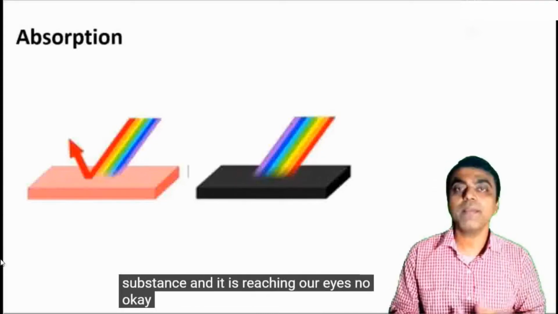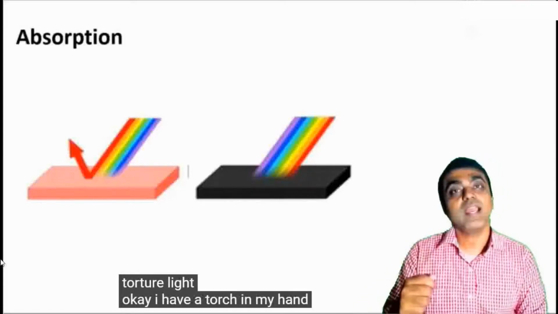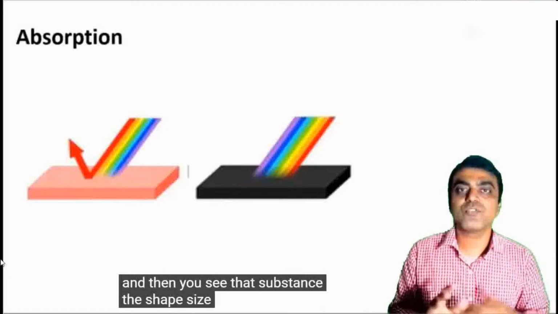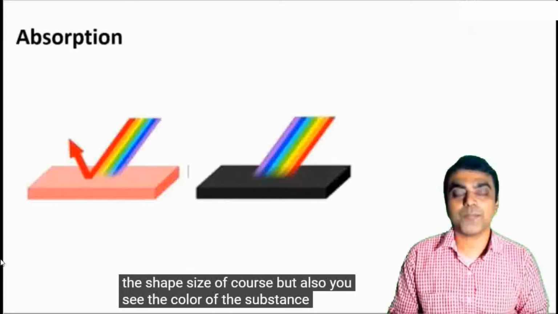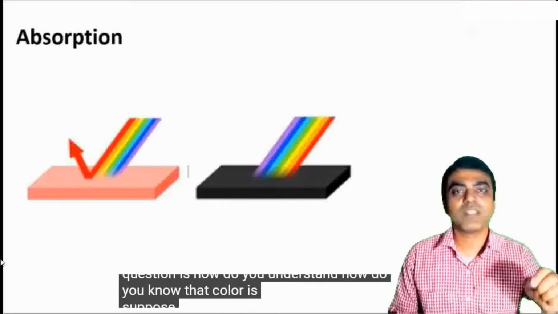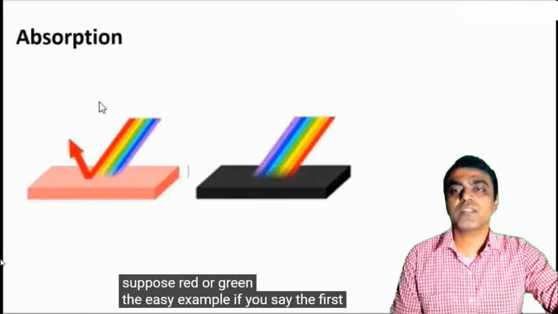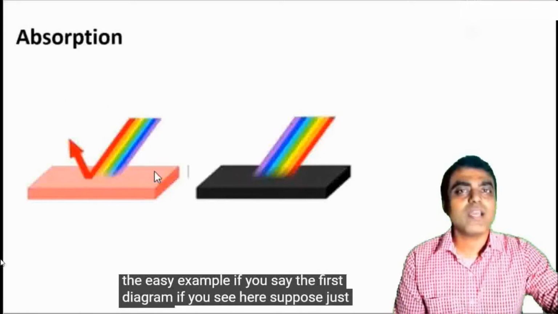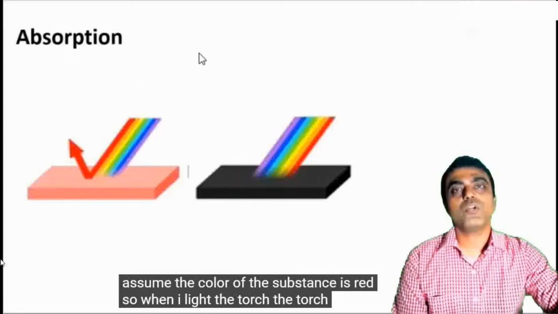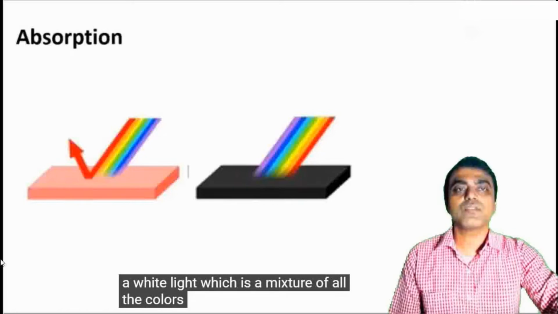Now, suppose I have a torch in my hand and I light it on that substance. Then you see the shape and size of course, but also the color of that substance. My question is, how do you know that the color is suppose red or green? In the first diagram, assume the color of the substance is red. The torch gives out a white light, which is a mixture of all the colors of light, right?